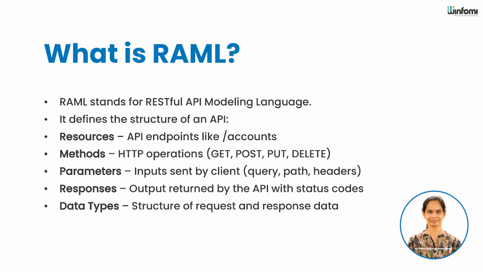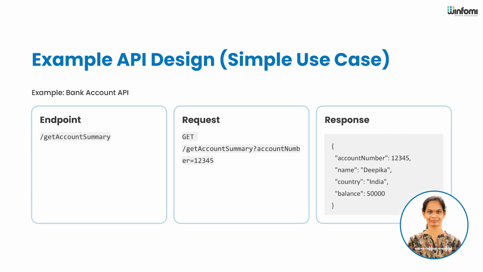Inputs sent by the client, like the parameters, what the body is, what the response and status code will be, and the data types and structure of the request and response data. For example, in API design, we'll be designing a bank account API. Let's say get account summary. We'll set up the endpoint, the request as a GET, and the query parameter as account number. This will be the response, right?